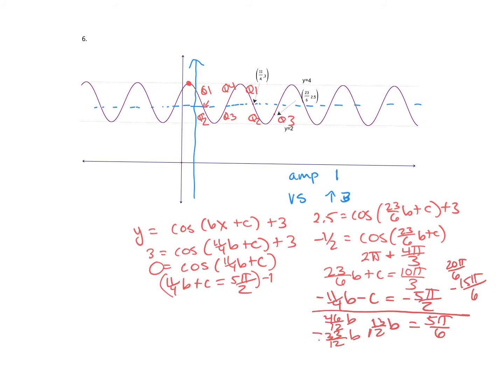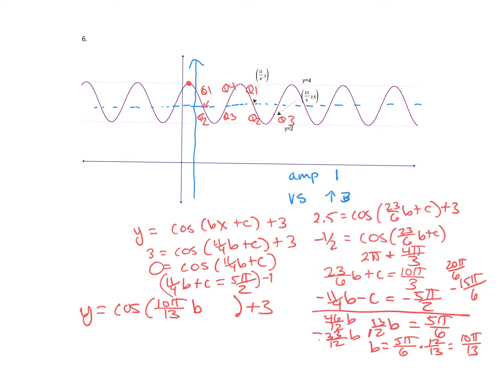Okay, so then when I go to solve for b by multiplying by 12/13, 5π/6 times 12/13 is going to give me 10π/13. Not actually a lovely b, but all right, so here's what I got. I've got y equals cosine(10π/13 b), I've got to find my c value, and then I've got plus 3.